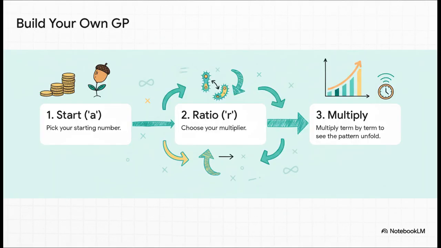In fact, you can basically forget the formula for a second and just think of it as these 3 simple steps. 1, pick where you start. 2, pick your multiplier. And 3, just let it run. Multiply your first number by R to get the second, multiply that one by R to get the third, and just watch the pattern unfold.